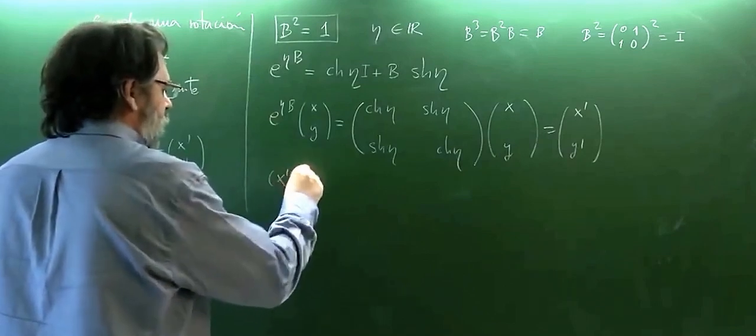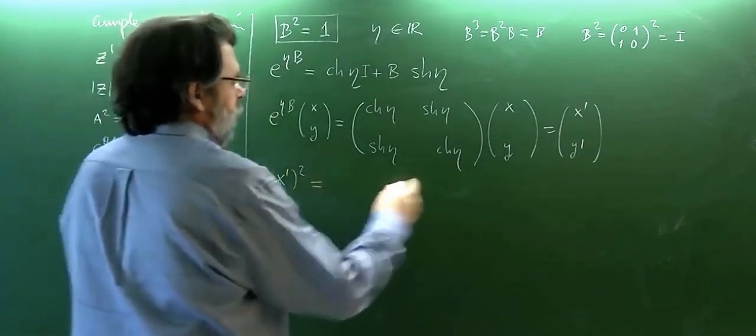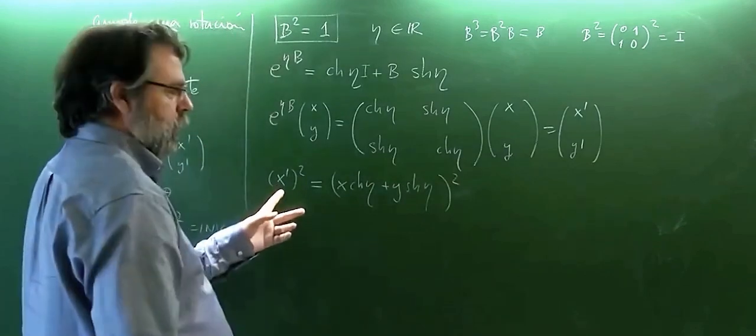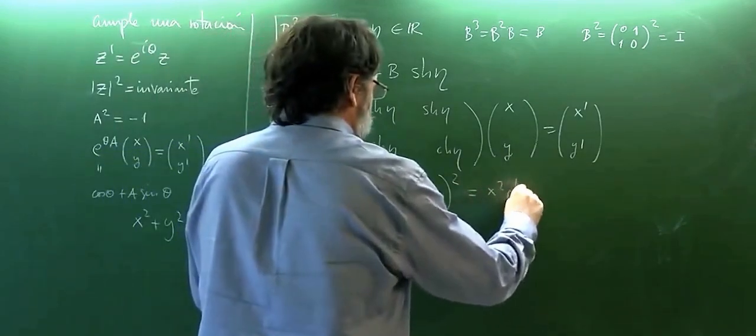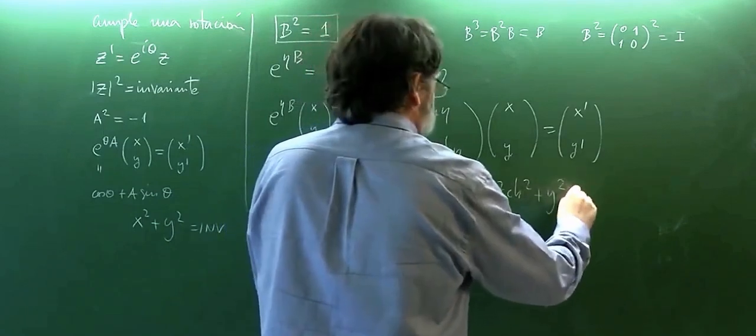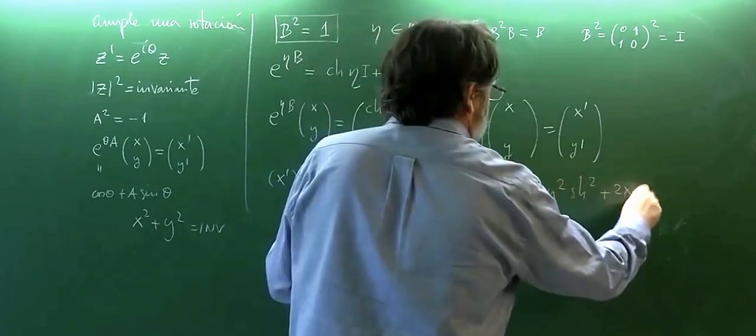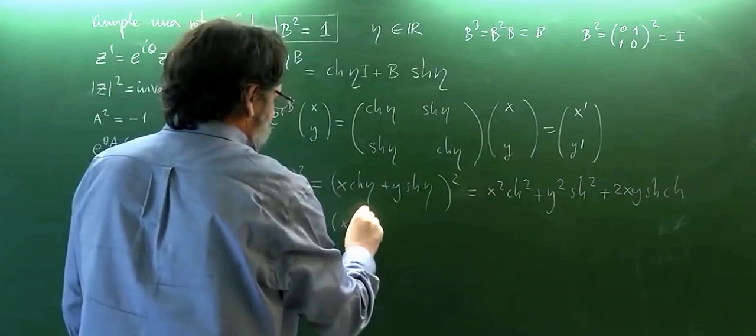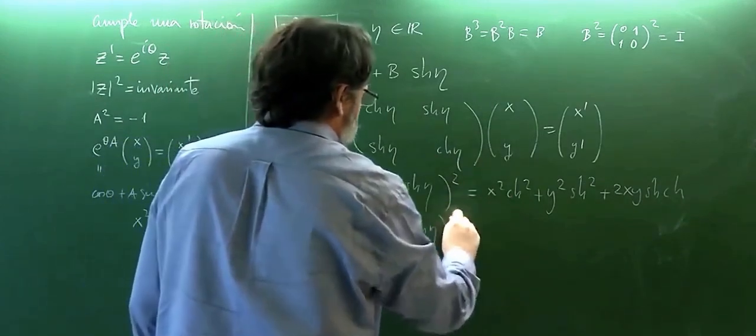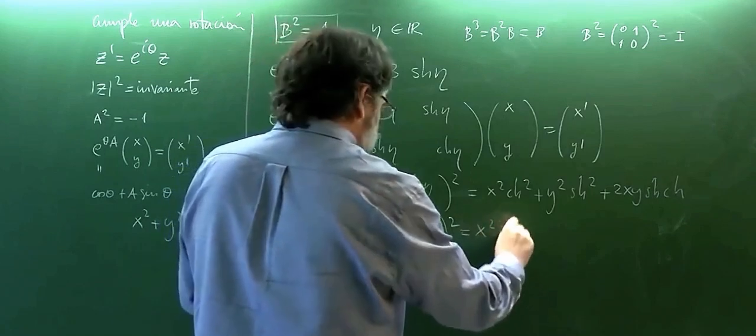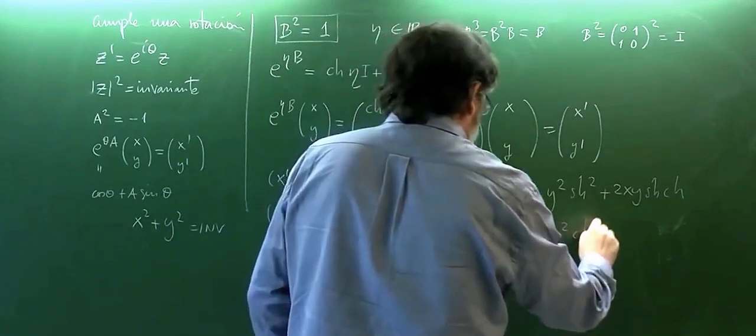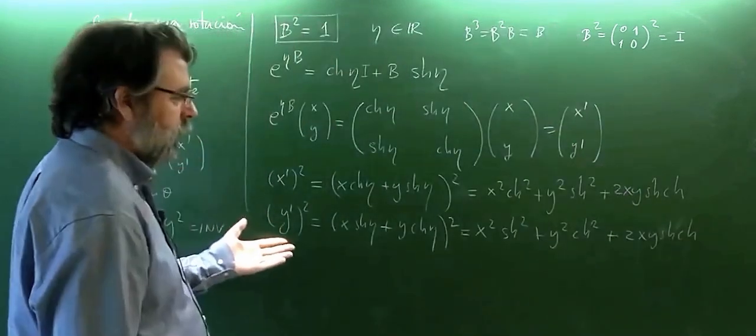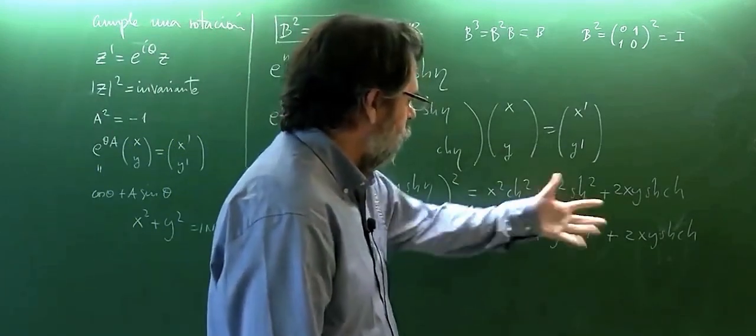And if we square x prime, what are we going to have? Well, x cosh plus y sinh. We're going to square this, okay? And this gives us x squared cosh squared plus y squared sinh squared plus 2xy sinh cosh. And if we do the same with y prime squared, which will be x sinh plus y cosh squared, we'll have x squared sinh squared plus y squared cosh squared plus 2xy sinh cosh.